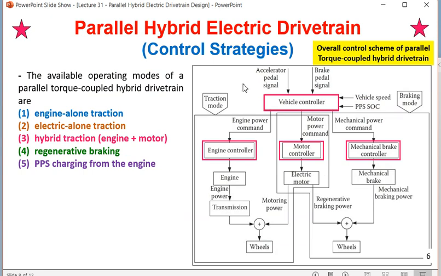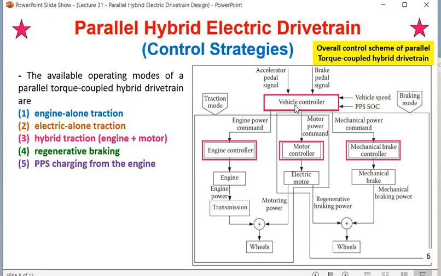Now in this case we are going to see there is a block diagram. So the available operating modes of a parallel torque coupled hybrid drivetrain, there are mainly 5 traction mechanisms we can see here. I'm going to explain these 5 one by one. So first one is engine alone traction. Engine alone traction means the primary.